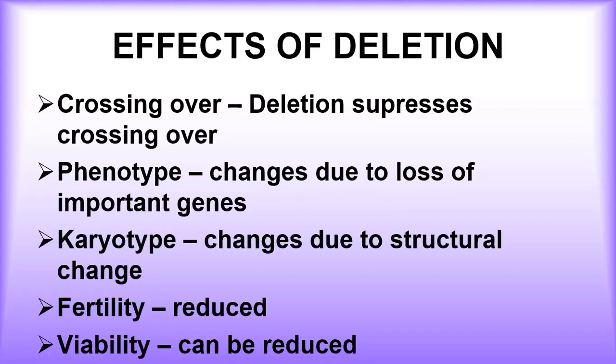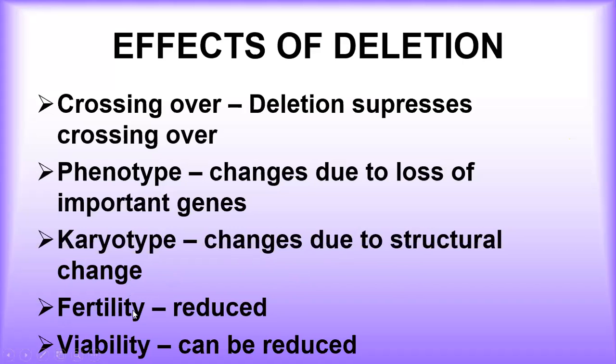I repeat, due to deletion, phenotypic changes are observed due to loss or deficiency of important genes. Then we move on to karyotype. You already know what is a karyotype. It is the orderly arrangement of chromosomes in the descending order of its length. Karyotype changes due to structural change.